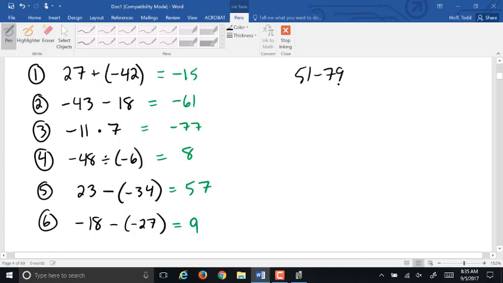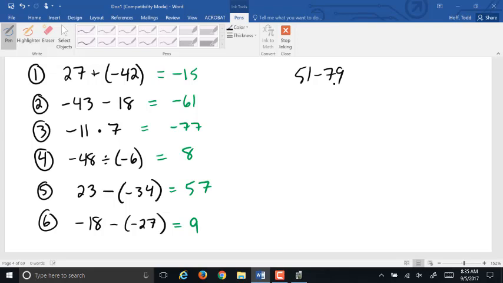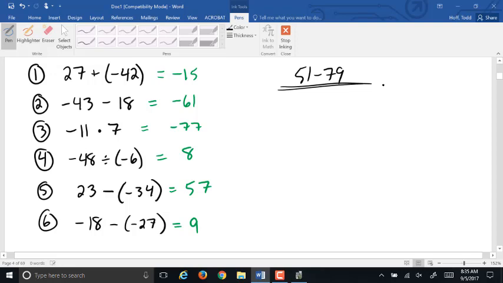51. Okay. Did we end up with word problems on this one? I don't think we ended up with word problems here. Okay. Most of those on 51 through 79, we're looking at dividing or multiplying. Most of those are division. And it's just keeping track of the sign again.